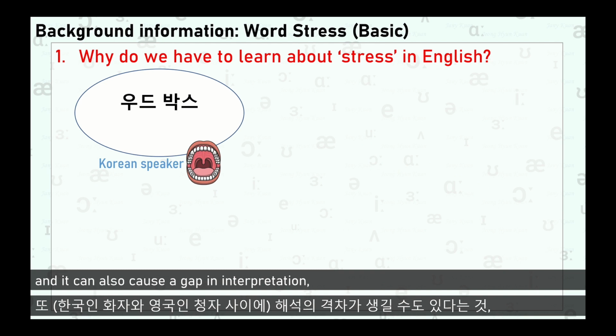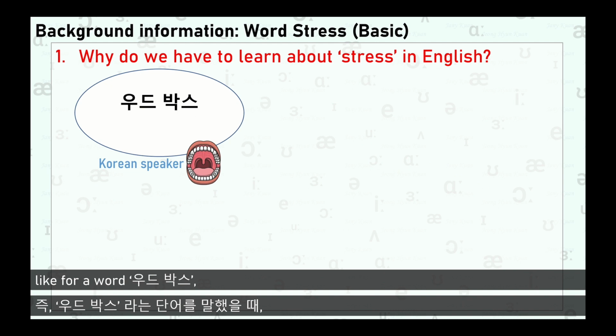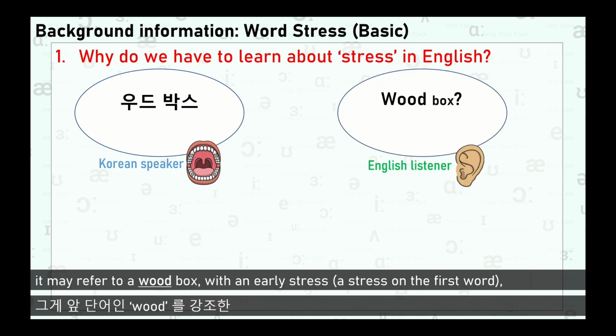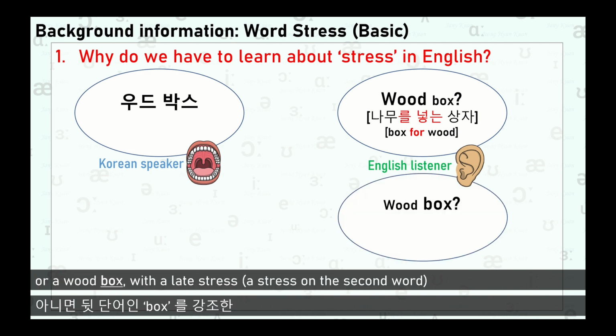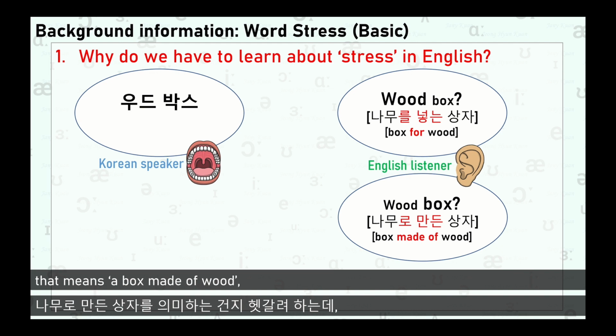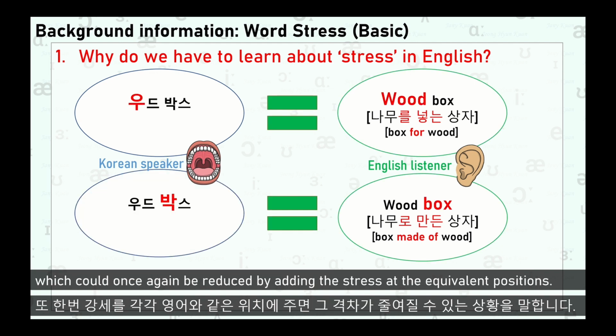And it can also cause a gap in interpretation, like for a word 우드 박스, it may refer to a "wood box" with an early stress, a stress on the first word. That means a box for wood. Or a "wood box" with a late stress, a stress on the second word. That means a box made of wood, which could once again be reduced by adding the stress at the equivalent positions.